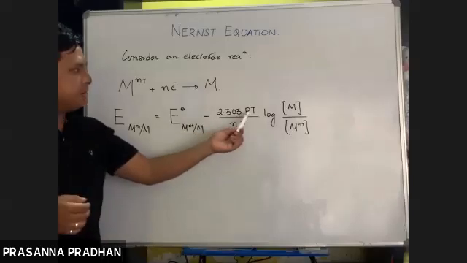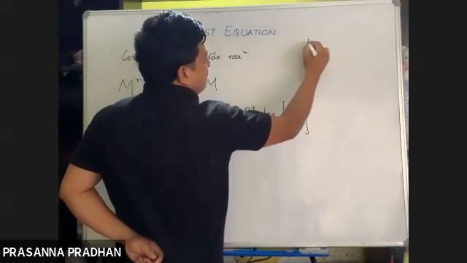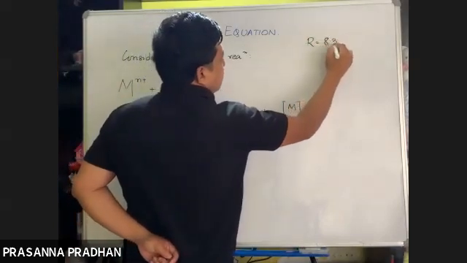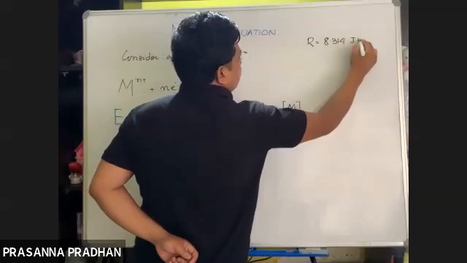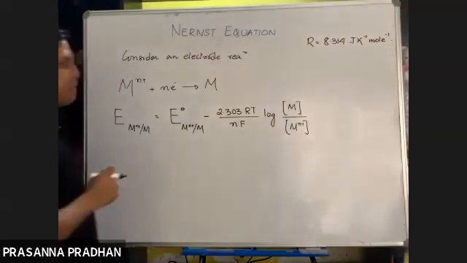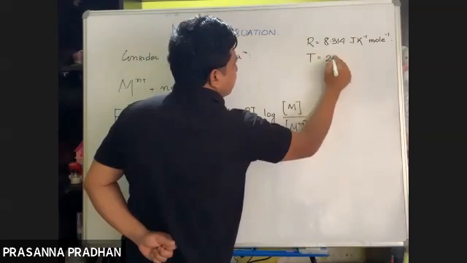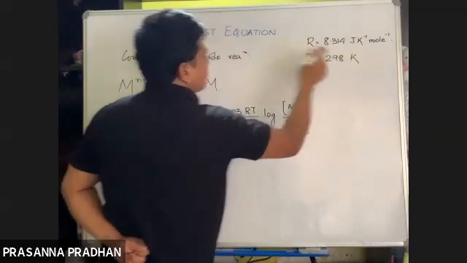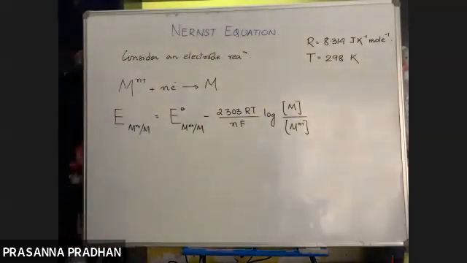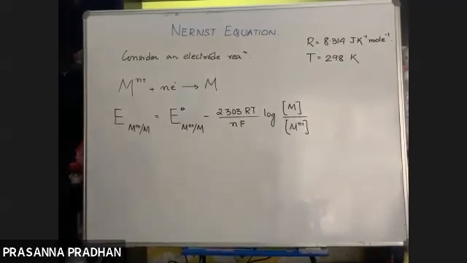So what is R? R is the universal gas constant, and here remember, the value of R taken is that of energy, 8.314 joule per Kelvin per mole. And T, we'll again assume the temperature to be 298 Kelvin.